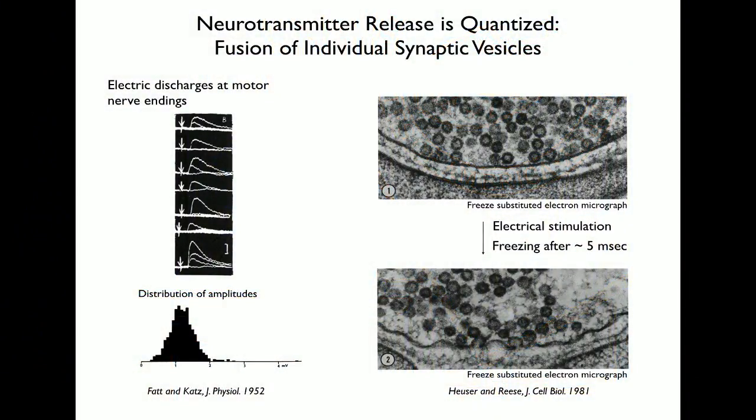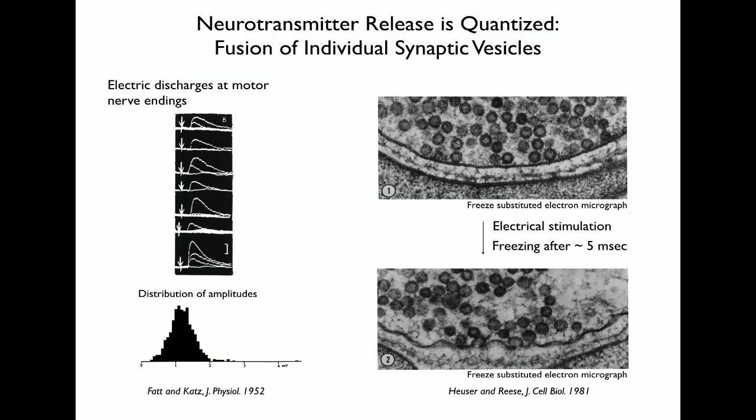Now, this was visualized some years later by Heuser and Reese, who again used electron microscopy, but this time they imaged the synapses and synaptic vesicles before stimulating the neuron, and just a few milliseconds after stimulation. And look what happens here. Many of these have fused with the membrane. You still see part of the shape of these synaptic vesicles as they have merged with the membrane. This is a very instructive demonstration of the idea that when synaptic vesicles fuse with the membrane, they release neurotransmitters.